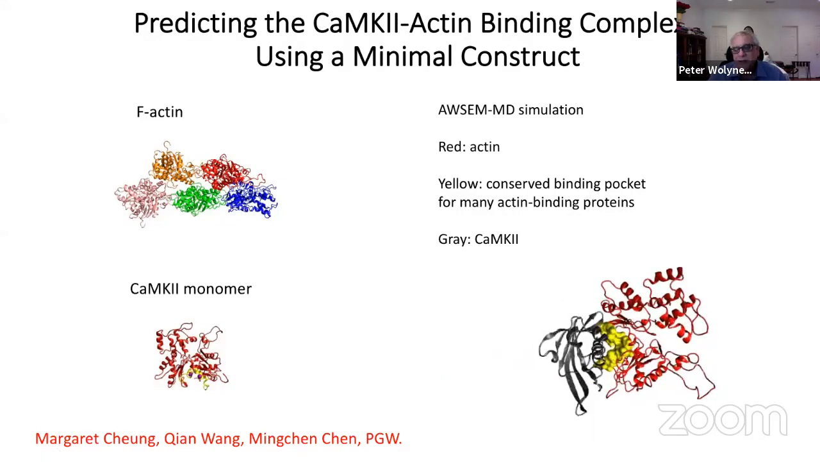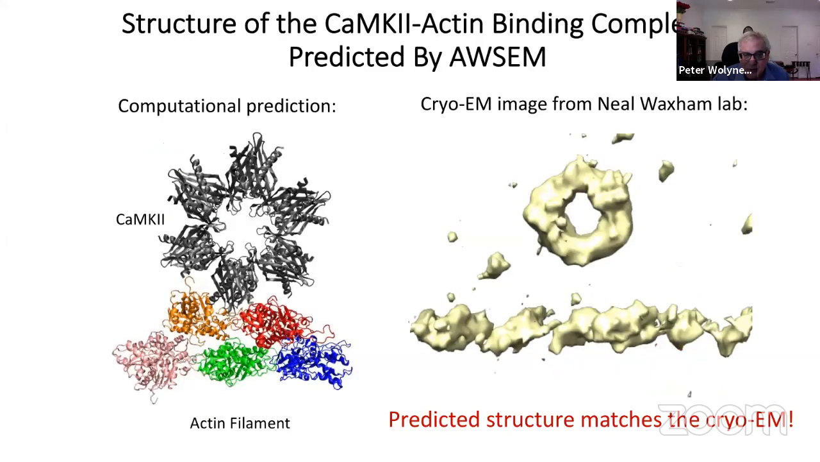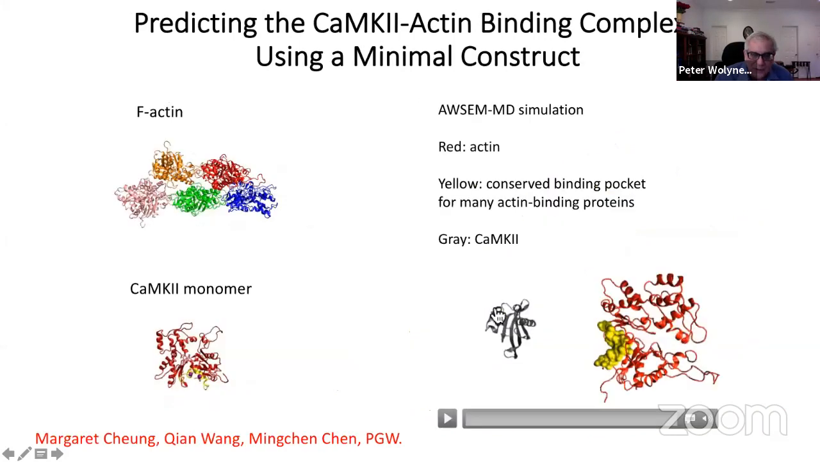And you can see that with some general direction towards this site, one can get an idea of where the binding is. And in fact, if our binding from our previous studies is even that accurate, we should have a good idea. And in fact, we can check what the structure is. This is a structure that's predicted. And now this is a cryo-EM picture by Neil Waxham. And you can see that the hexagon sort of fits in about the location we thought it would.